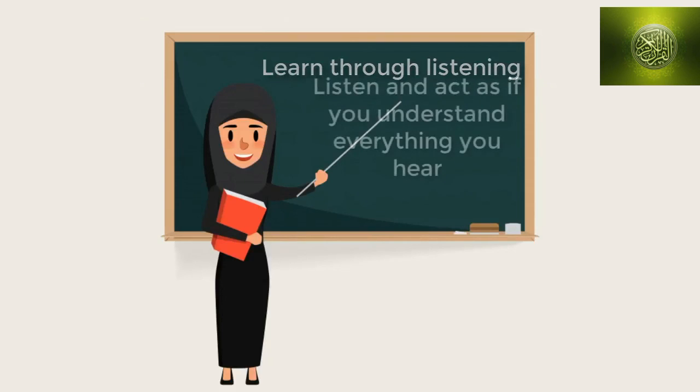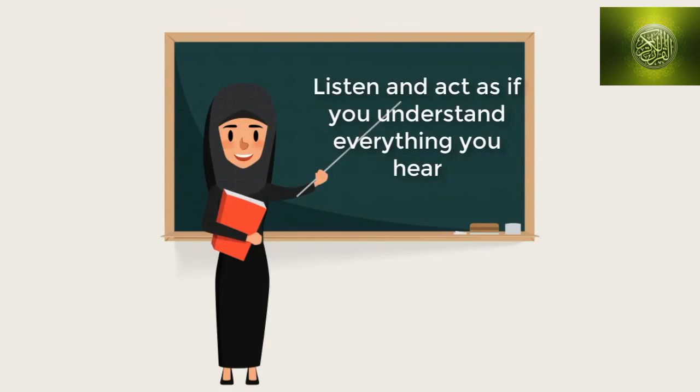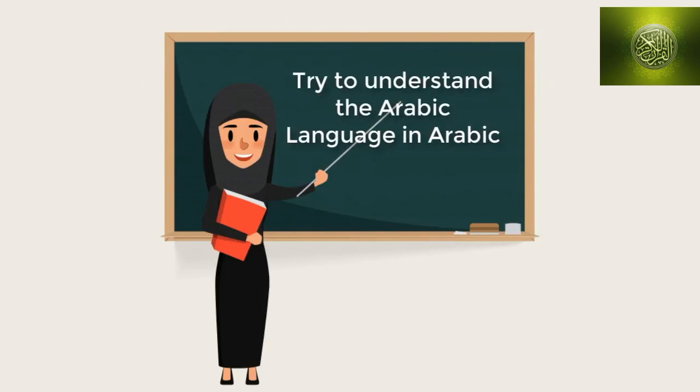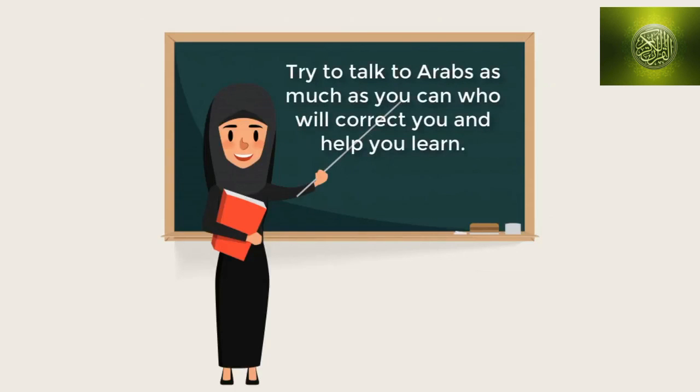The best thing is to listen and act as if you understand everything you hear. If you can't find a native Arabic speaker giving a talk, then find recordings on YouTube. They're readily available. Try to understand the Arabic language in Arabic. Don't be like some people who only wish to translate everything into their own native tongue. This will take time, but it's very important and will cause you to understand Arabic as it is. Additionally, try to talk as much as you can to those Arabs who will correct you and help you in learning. Don't pay any attention to those who say, "We don't say it that way."